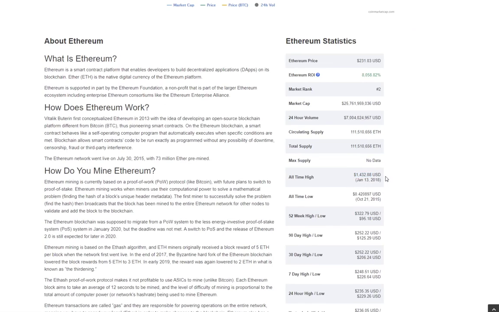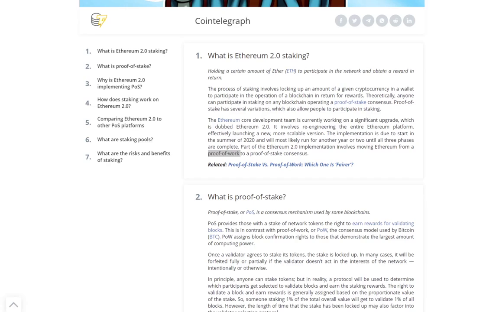And imagine smashing those all-time highs, and if you're holding a couple, that'll be a great investment for the future. Right, so moving across to ETH 2.0, we'll have a good dig into this, and here you can find out what it actually is.